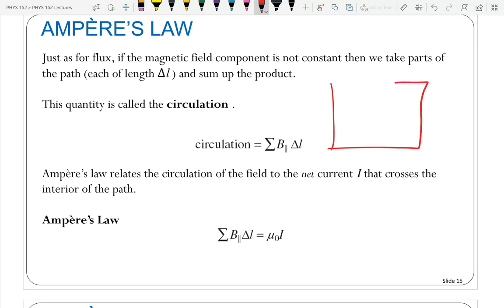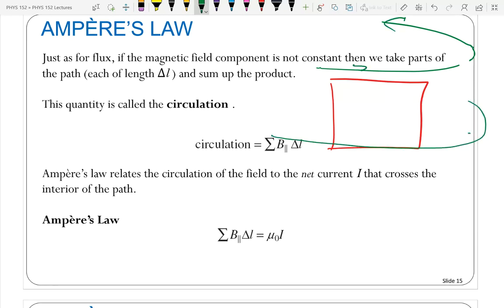So if my loop is like this, and let's say the magnetic field is going like this. If the magnetic field's like that, then it's parallel here, so this length would be delta L1. The magnetic field here is B1. If I go the same direction as the magnetic field, then on that side I would have B1 delta L1.